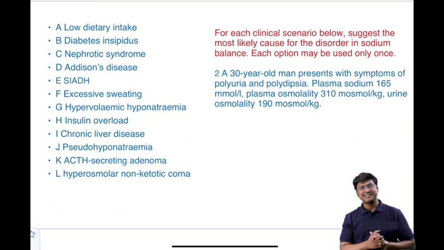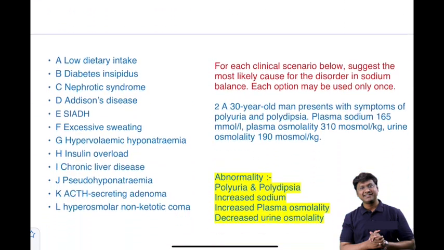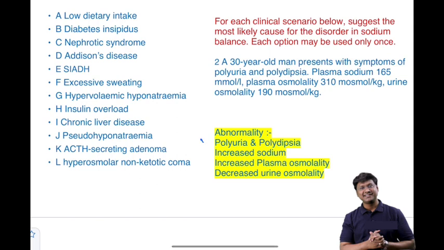Then you take the second clinical scenario: a 30-year-old man presents with symptoms of polyuria as well as polydipsia. Plasma sodium is 165, plasma osmolality 310, urine osmolality 190. If you observe very closely, what is the abnormality? Polyuria, polydipsia, increased serum sodium, increased plasma osmolality and decreased urine osmolality. Where do you come across this clinical scenario? That you will come across in patients with diabetes insipidus.